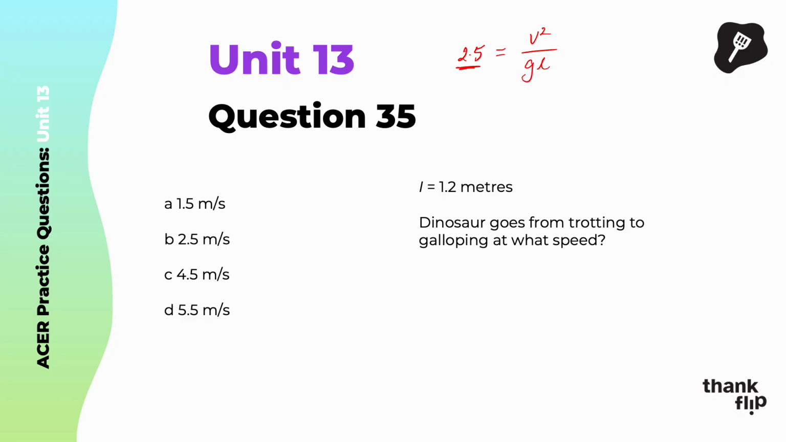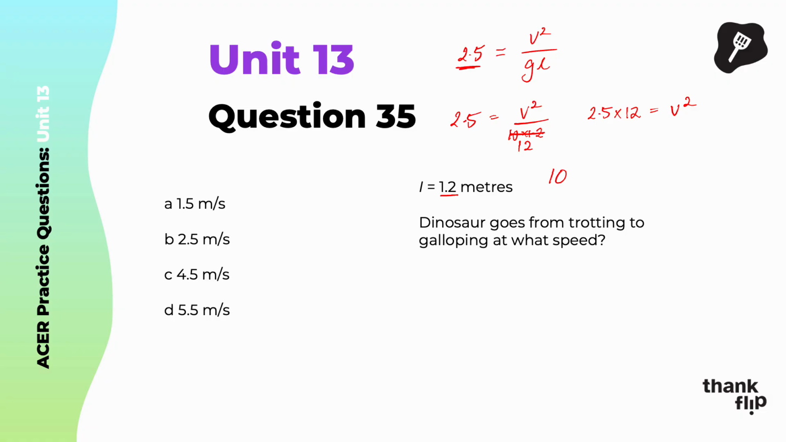Now question 35 gives us L, and it gives us L as 1.2 meters. We also know what g is because it says up near the top that it's related to gravity, which equals 10 meters per second squared. So we're just going to use 10 because it's a constant. And so we are left with 2.5 is equal to v squared over 10 times 1.2. So this we can say is 12, because 10 times 1.2 is 12. Then we can multiply both sides by 12, so we have 2.5 times 12 is equal to v squared.